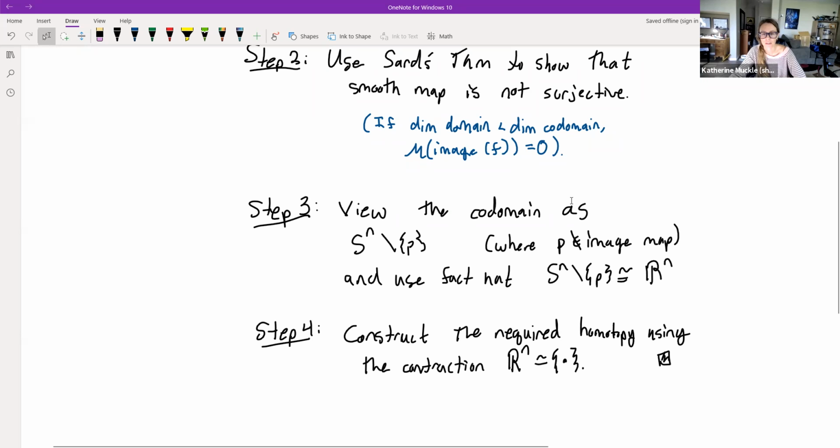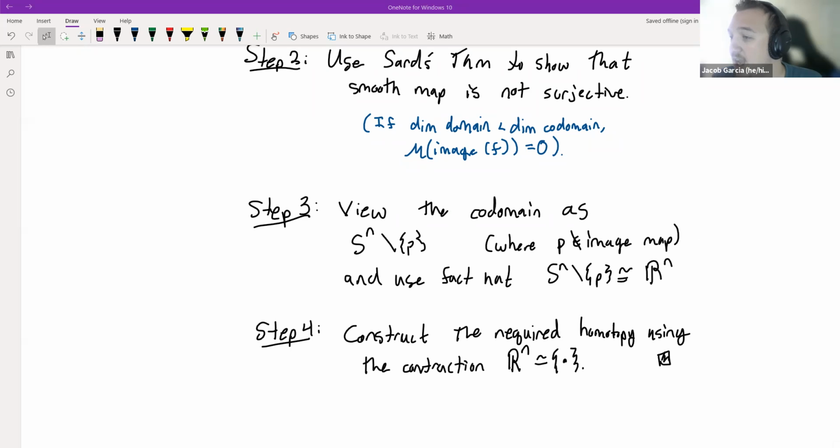Sorry, when you say to construct the required homotopy, you're not saying to write down something explicitly, are you? Like an explicit function? You certainly can write down an explicit function here, because it's a straight line homotopy.